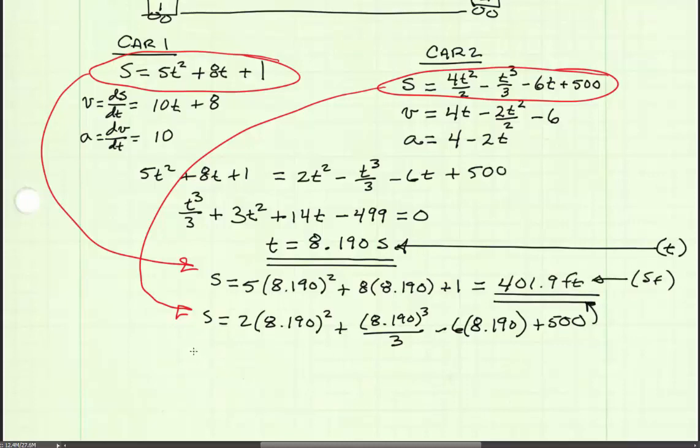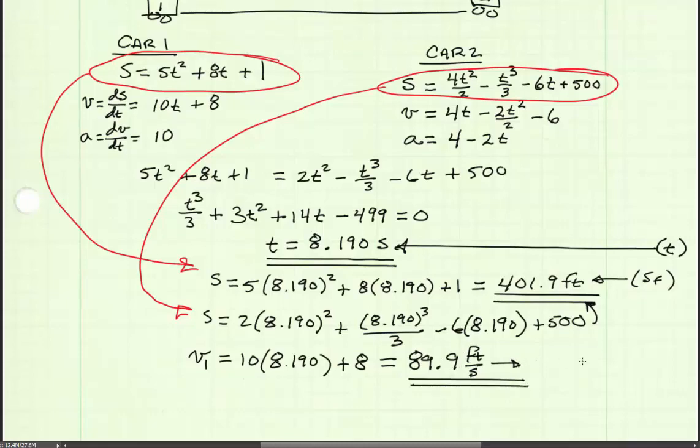Next, let's find the velocity of car 1. This is equal to 10 times 8.190 plus 8. This is equal to 89.9 feet per second, and it's going to the right. So there's the velocity of car 1 at the time when they meet.